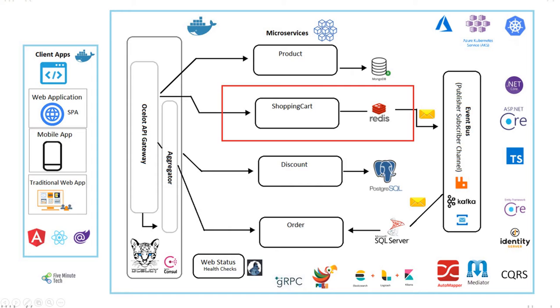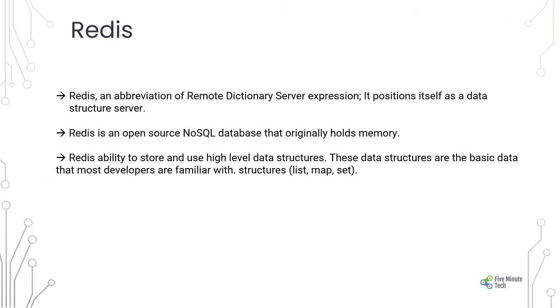To begin with, we'll first talk about what is Redis. Redis is an abbreviation of Remote Dictionary Server Expression. It positions itself as a data structure server. Redis is an open source NoSQL database, which is important to know, and it originally holds data in memory. Redis has the ability to store and use high level data structures, and these data structures are the basic data that we work with every day, like list, map and set, etc.